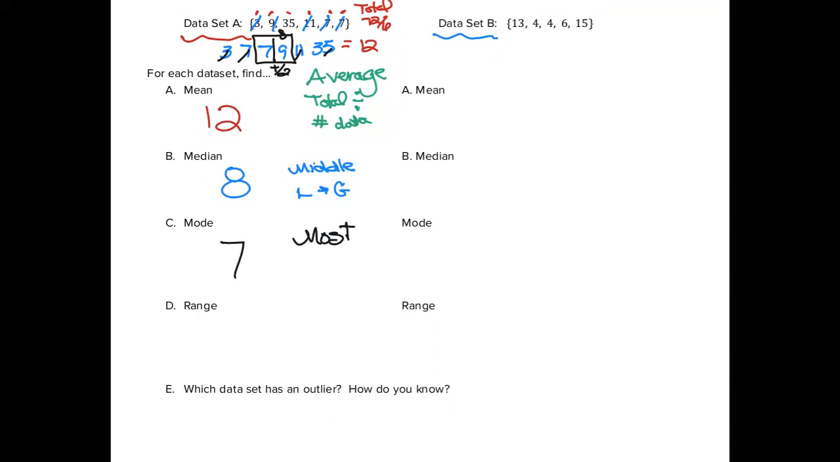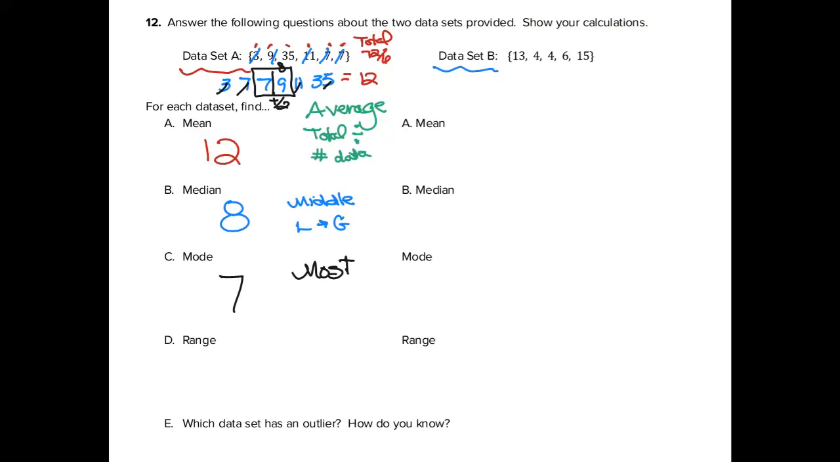Now, does every list of data set have a mode? No, not everyone does. Sometimes they might have 2 modes. So it all just depends on each data set.